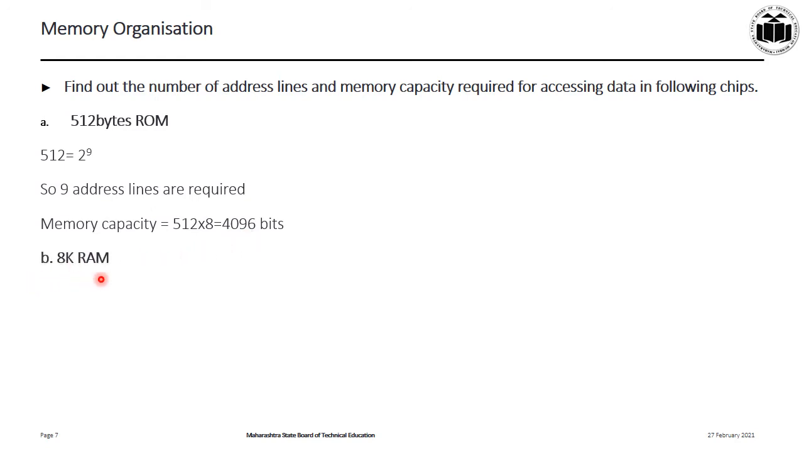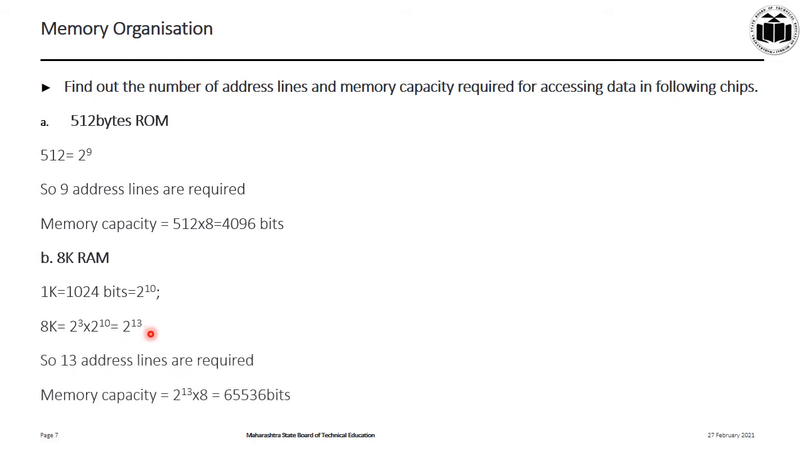For 8K RAM, 1K can be expressed as 2 raised to 10 and 8 can be represented as 2 raised to 3. So 8K is 2 raised to 3 into 2 raised to 10, which is 2 raised to 13. Thus 13 address lines are required. Memory capacity will be 2 raised to 13 into 8, which is 65536 bits.